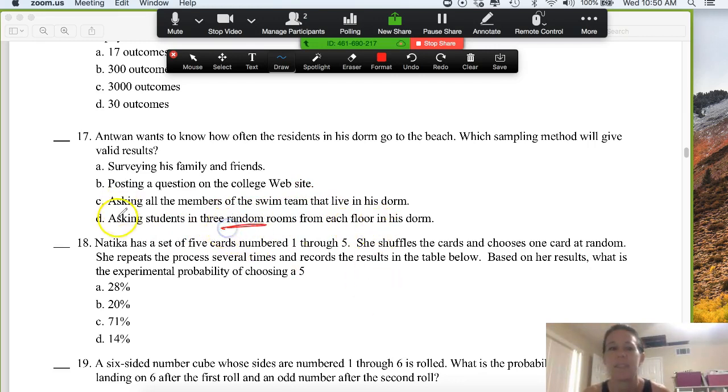That would be very random. Yeah, that's going to give you more valid results. There you go. All right.